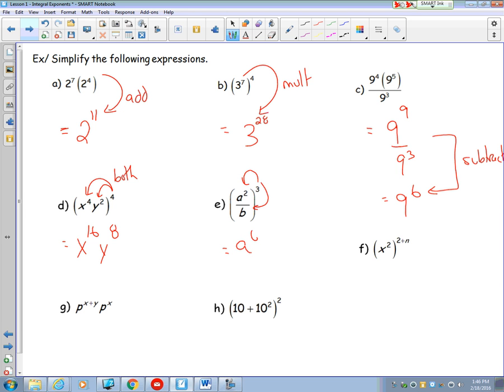So I get a to the 6 on top, and on the bottom, it doesn't show it, but we know there's a 1 on that b, so I get b to the 3 on bottom. Okay, apply it to everything, and you're multiplying.